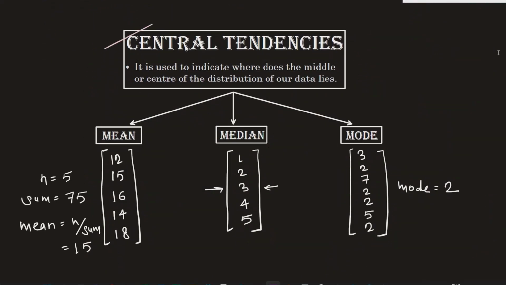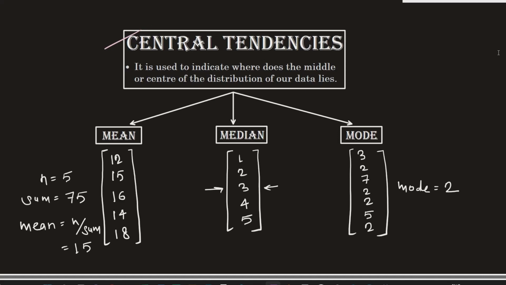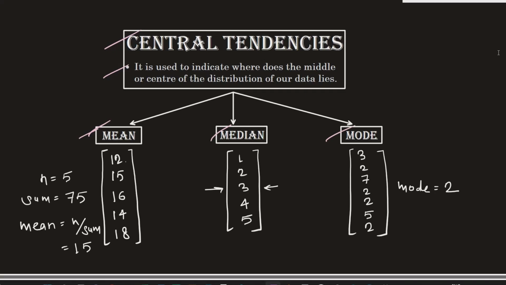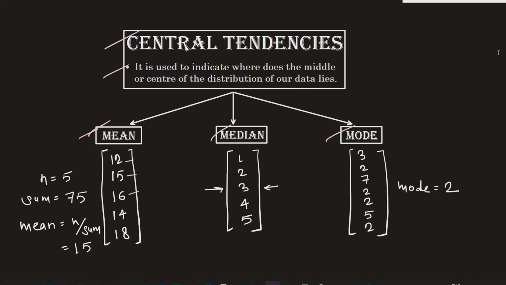Let's cover central tendencies. If we go by the definition, it is used to indicate where the middle or center of the distribution of our data lies. Let's try to understand this further. Central tendencies are of three types. First is mean, then median, and then mode. Let's understand mean first. Let's say that we have these data points within our data frame.